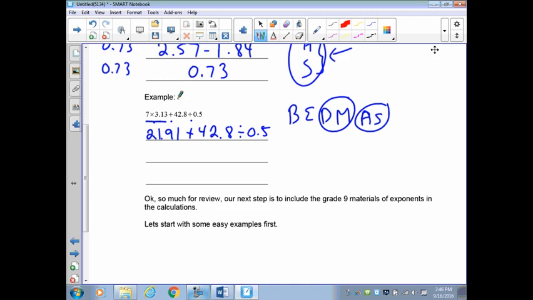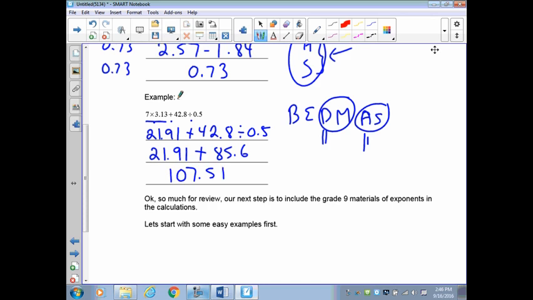Copy the rest down. Now I have a choice between adding and dividing. Here's adding down here. And dividing is up here. It comes before adding. So I've got to do my dividing first. 42.8 divided by 0.05 gives me 85.6, and the 21.91 doesn't change. And now I can add them together. And my final line, 107.51.